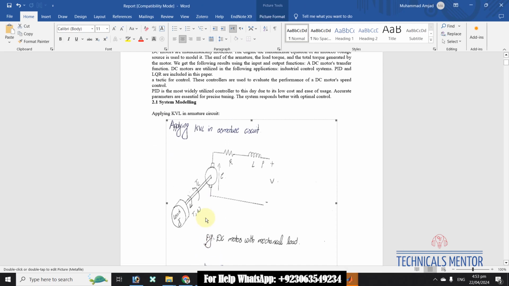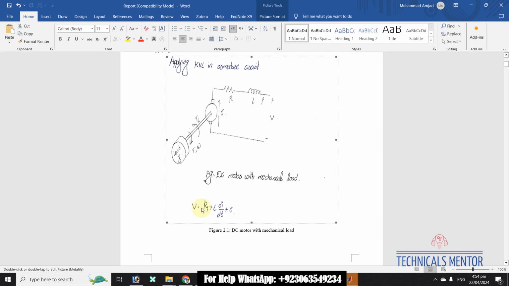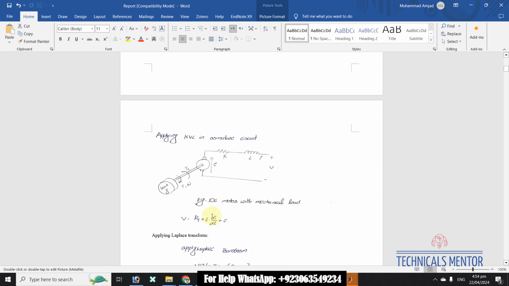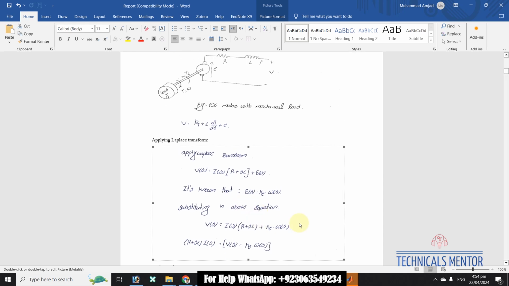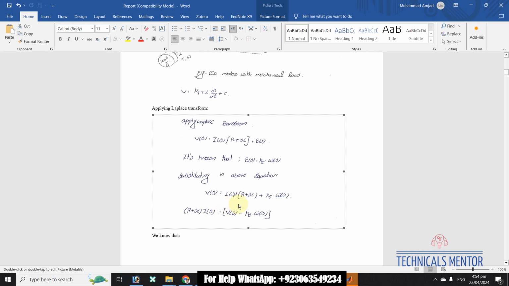We are applying KVL in the armature circuit to design the system. For this, V is equal to Ri plus L di/dt plus E. Then we will apply the Laplace transform: V is equal to I into (R plus Ls) plus E. It's known that E is equal to KE multiplied by omega. Inserting these values in the equation, V is equal to I into (R plus Ls) plus KE multiplied by omega.